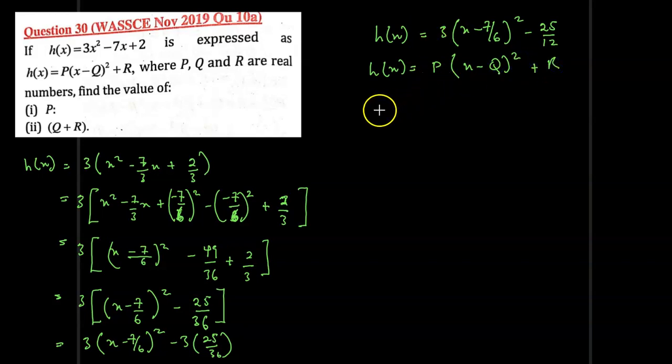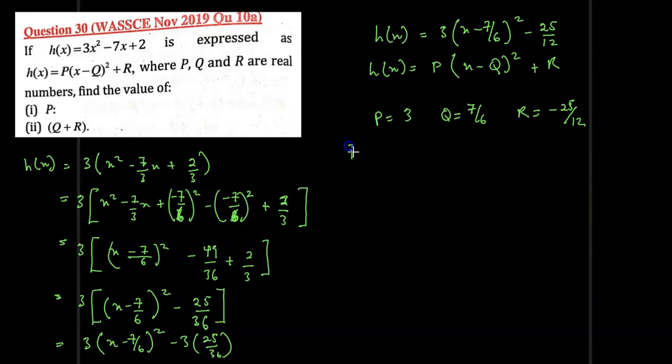When we compare, it means our p value is equal to 3. Our q value will be equal to 7 on 6. Why is it 7 on 6? It's not negative 7 on 6 for the fact that both of them are negative, so it's supposed to be a positive number. Then our r value will be equal to negative 25 on 12. So we've seen our p, q, and r values.